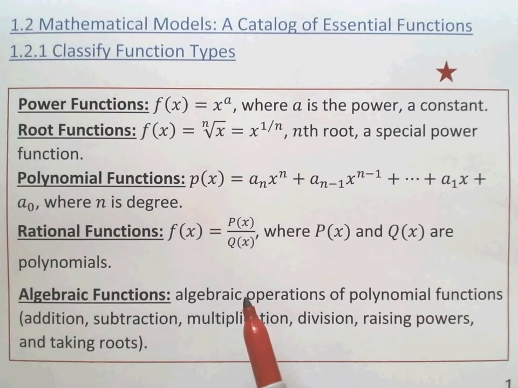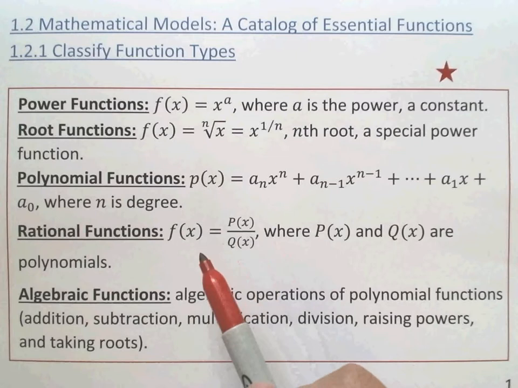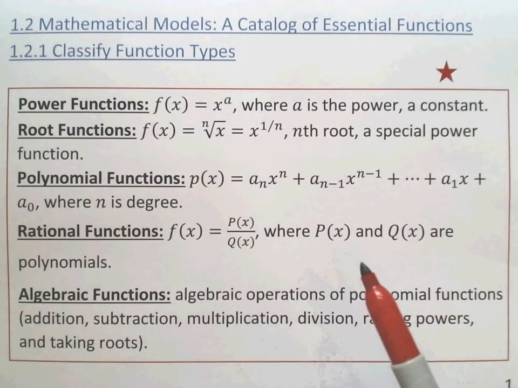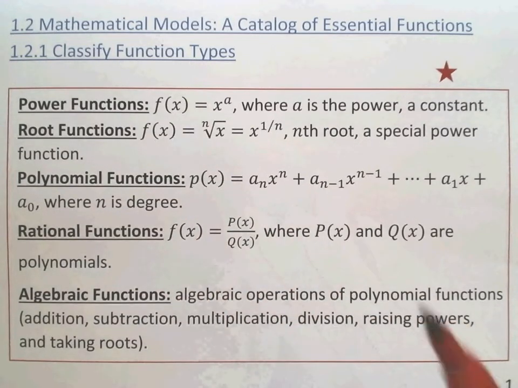And all these 4 types put together are some major examples of algebraic functions. Of course, we have more algebraic functions than these 4 types. An algebraic function comes from algebraic operations on polynomials. What are the operations? The basic addition, subtraction, multiplication, division, raising to a power, or taking roots.